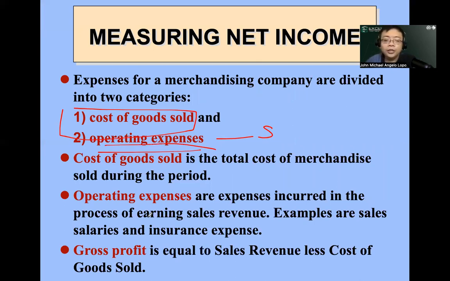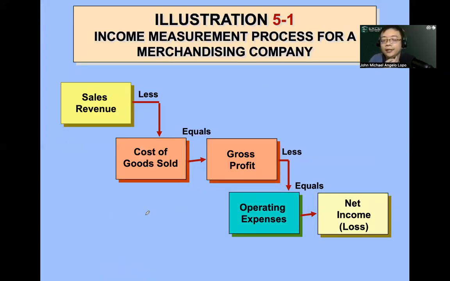And you have also what you call gross profit. So what does gross profit mean? It is equal to the sales revenue minus our cost of goods sold. So the gross profit here is equal to the sales revenue minus our cost of goods sold. This is now the computation of your income or net income.